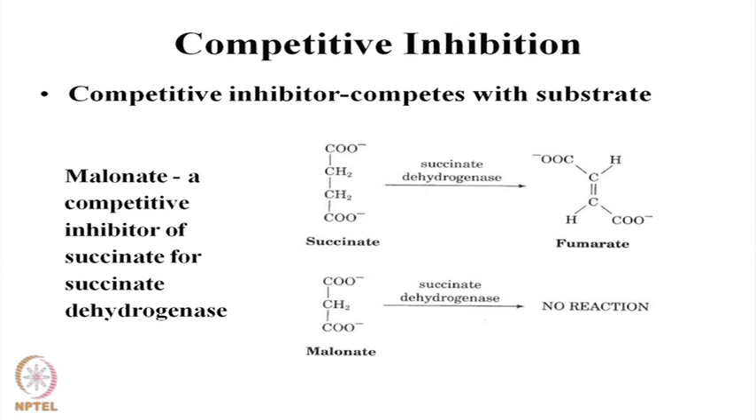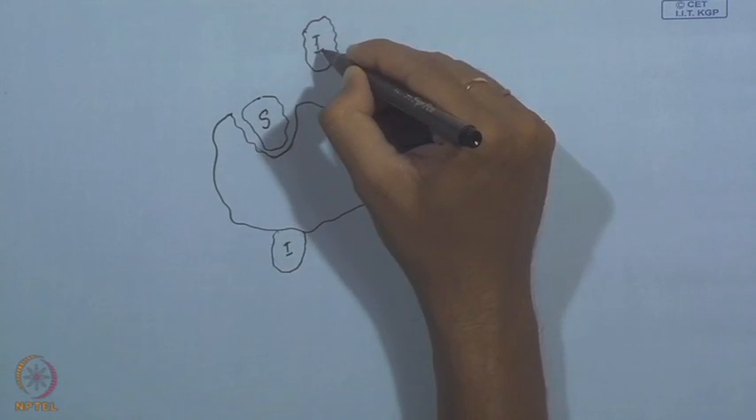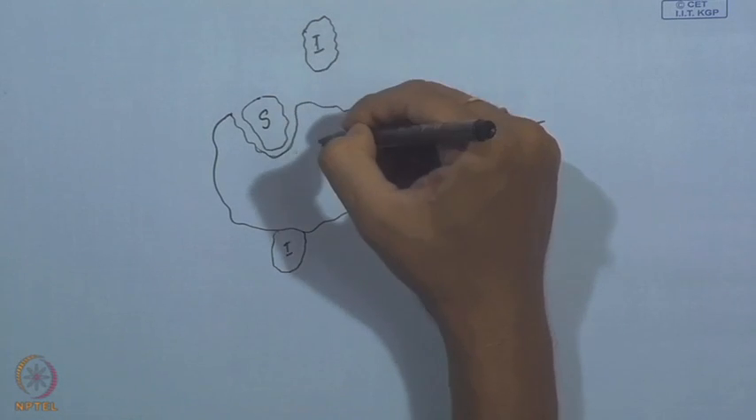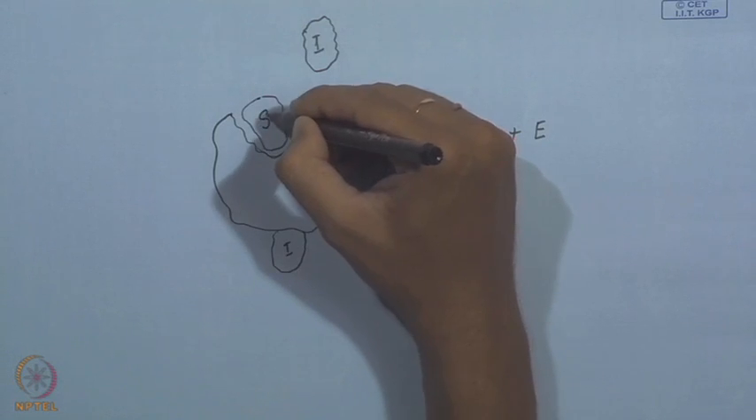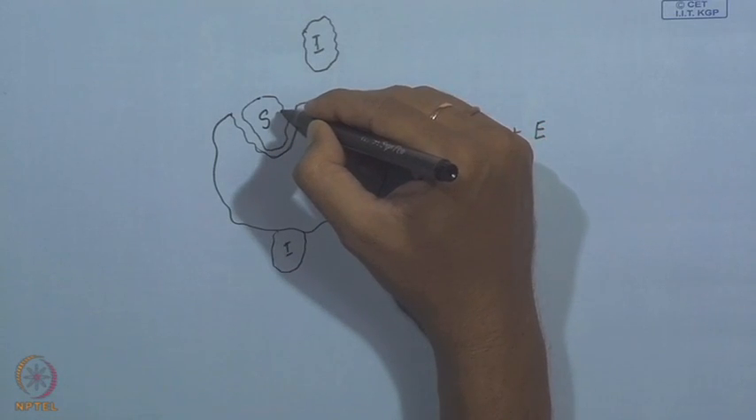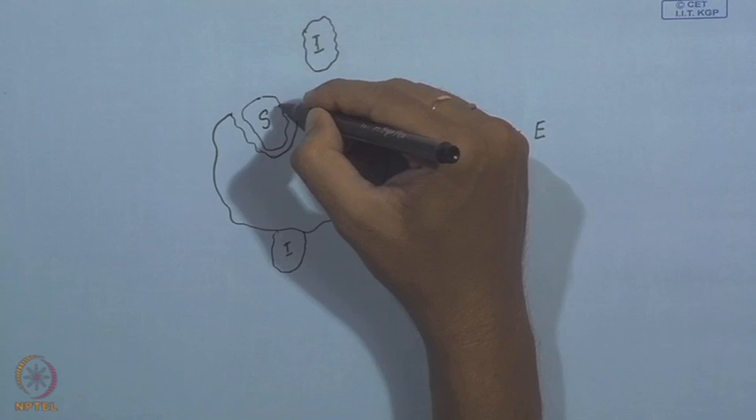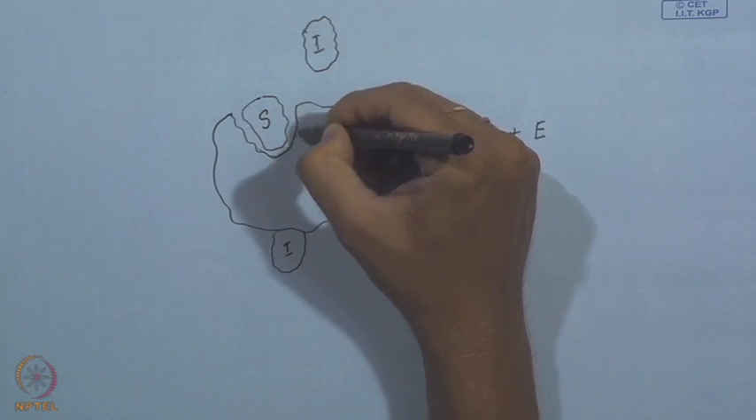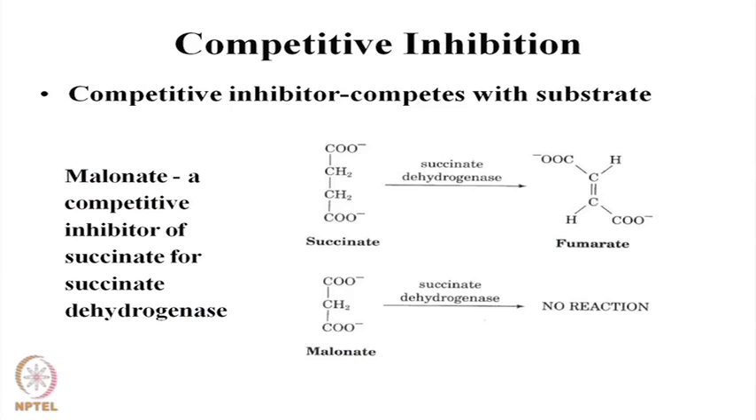So, a competitive inhibitor competes with the substrate. Suppose you have got a similar kind of substrate and inhibitor, then the enzyme does not know whether this one is its right substrate or this one is its right substrate, but to us this S is our right substrate. Since they have structural resemblance, it is difficult for the enzyme to discriminate between these two, and as a result it is said that these two compete for the same active site.